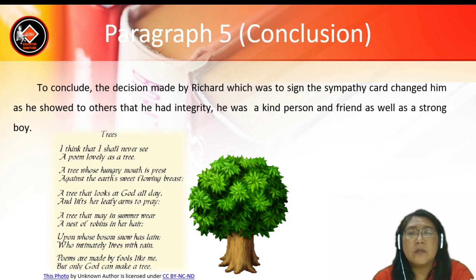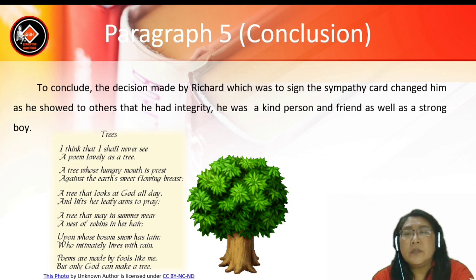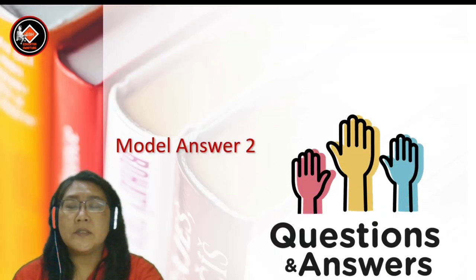This is paragraph 5, which is the conclusion. You can write, to conclude, the decision made by Richard, which was to sign the sympathy card, changed him as he showed to others that he had integrity, he was a kind person and friend, as well as a strong boy. Now let's move on.